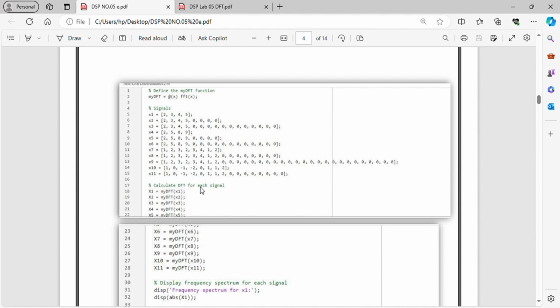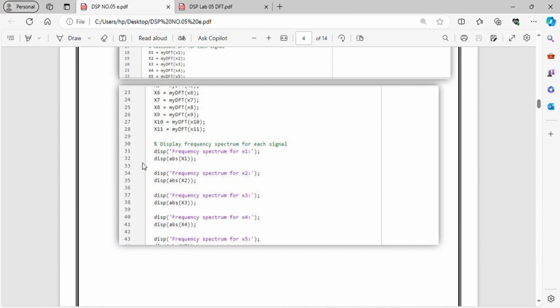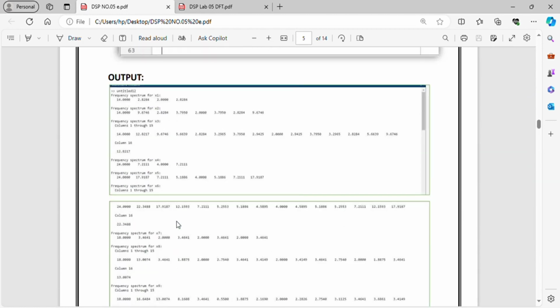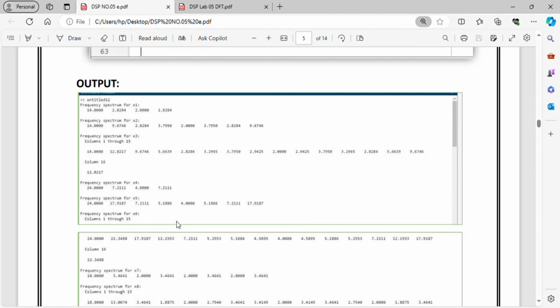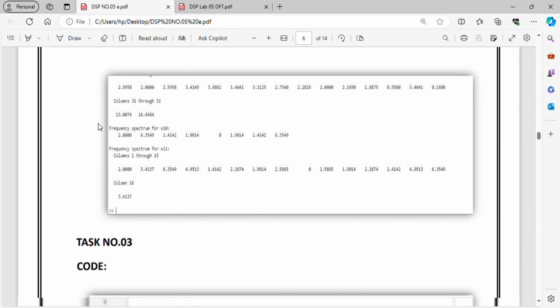Calculate my discrete Fourier transform for each signal and display the frequency spectrum for each signal. Like this: display the frequency spectrum for x1, display absolute x1, display the frequency spectrum for x2, display x2, display x3, display x4, and so on up to x11. And the output of these signals is given. The frequency spectrum for x1 is 14, 2.82, 2.2, 2.8284. This is the output of code number 2.